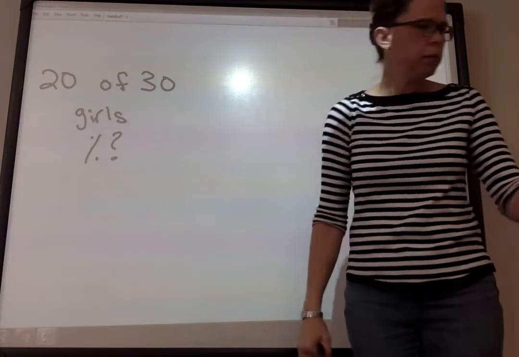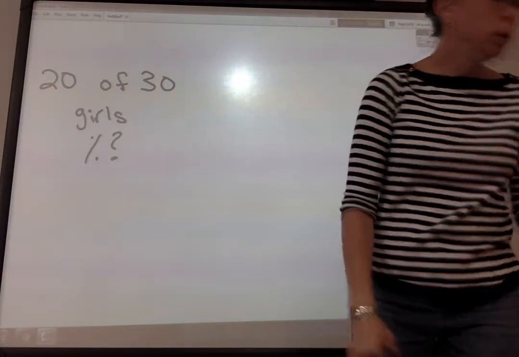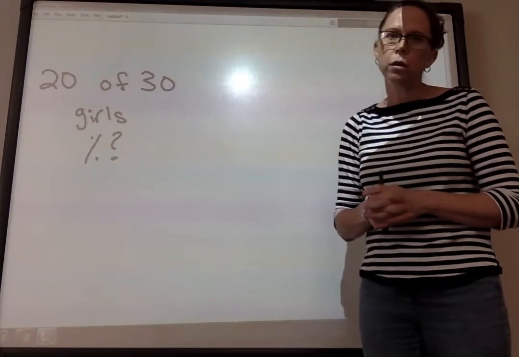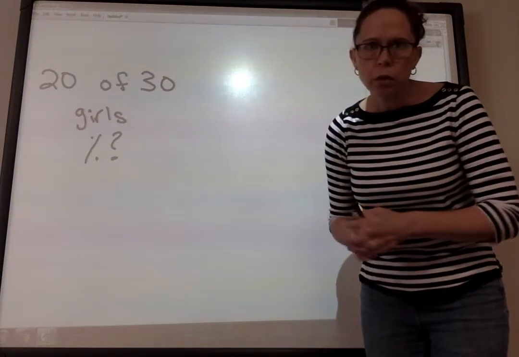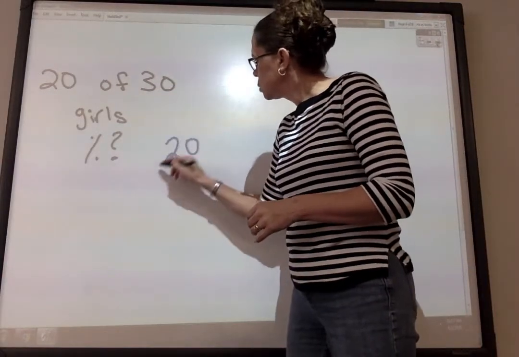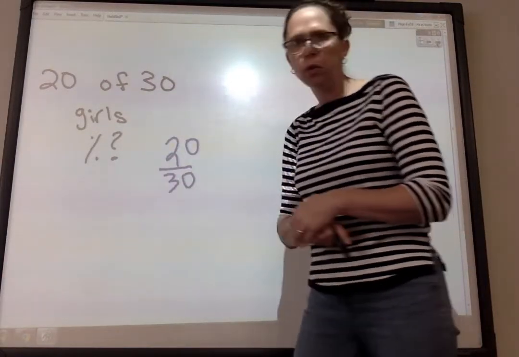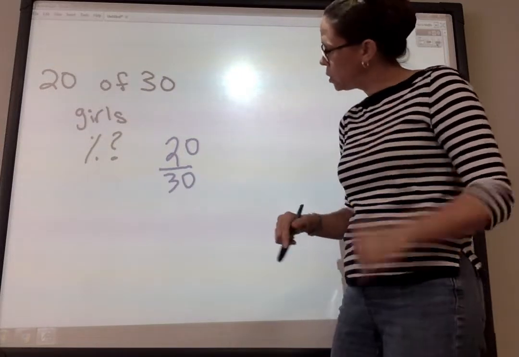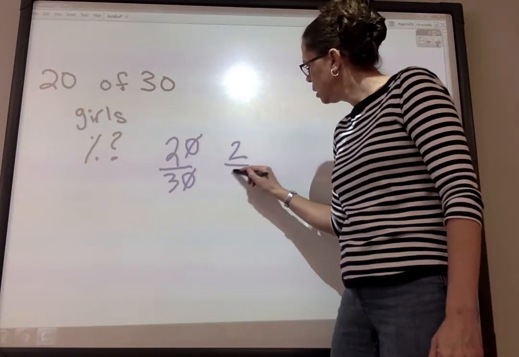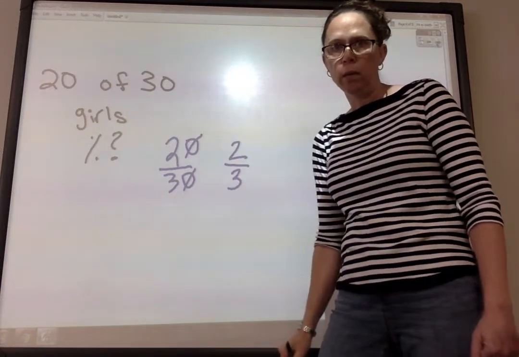Now, this is example 5 in your book. It says 20 of the 30 students were girls. So what percent of the students were girls? So basically, they want us to take 20 out of 30 and turn it into a percent. Well, the first thing I'm going to do is reduce. 20 over 30 is the same as 2 over 3, right?